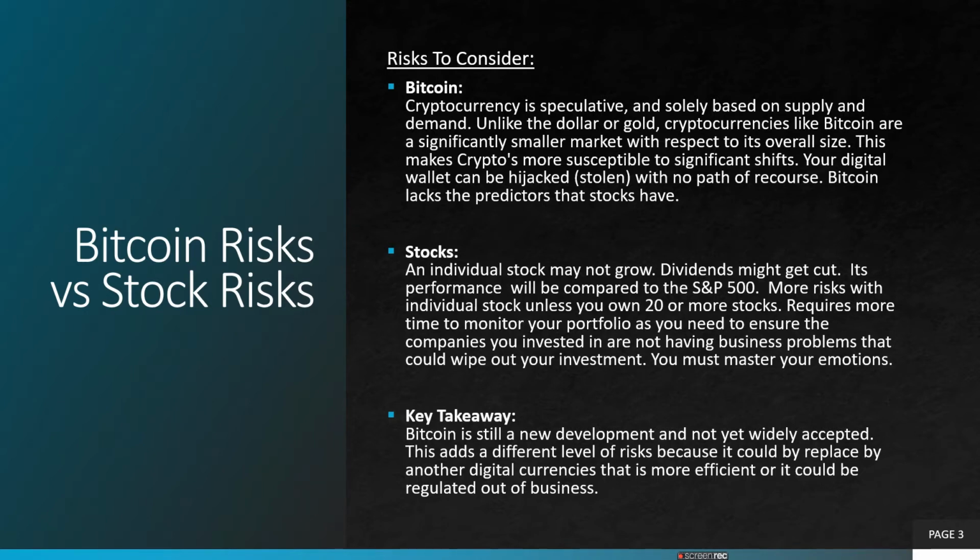Bitcoin. Cryptocurrency is speculative and solely based on supply and demand. Unlike the dollar or gold, cryptocurrencies like Bitcoin are a significantly smaller market with respect to overall size. This makes cryptos more susceptible to significant shifts. Your digital wallet can be hacked with no path of recourse. Bitcoin lacks the predictors that stocks have.